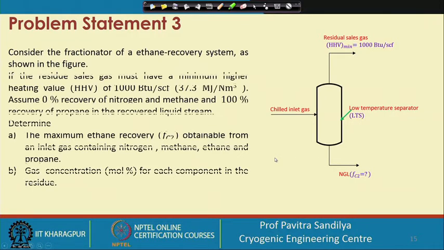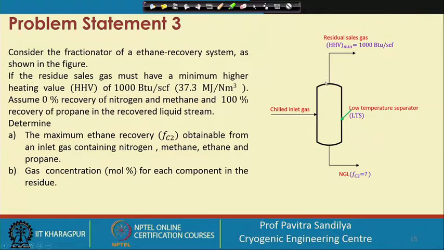What we have been asked is that the residue gas, the sales gas, must have a minimum higher heating value of 1000 BTU per SCF. So, this residual gas has this minimum heating value, and we assume 0% recovery of nitrogen and methane and 100% recovery of propane in the recovered liquid stream.